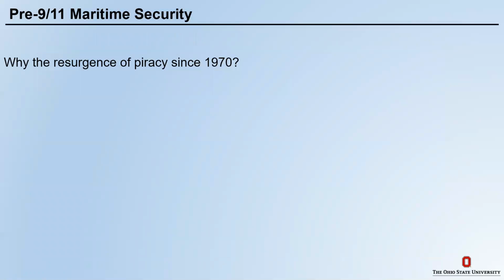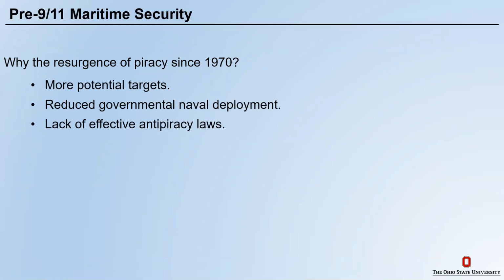So why the resurgence of piracy since 1970? There are a lot of reasons. Firstly, more potential targets, which means that maritime corridors were very busy since 1970. And there was reduced governmental navy deployment. The business increased, but there was no more patrol from different governments. So more targets, less patrol, less naval deployment, so more piracy.